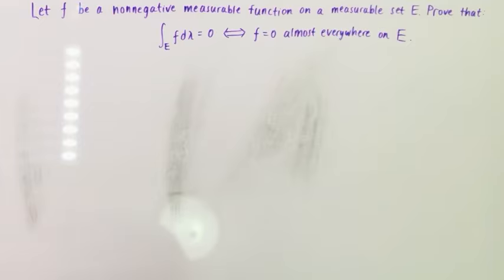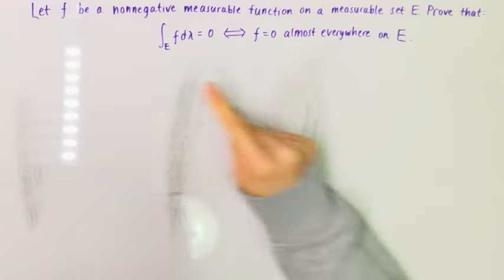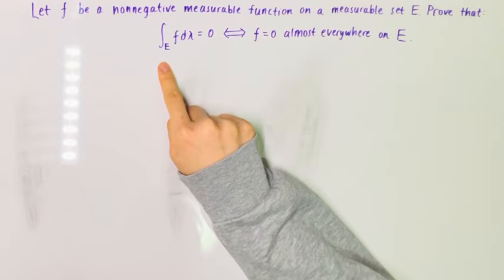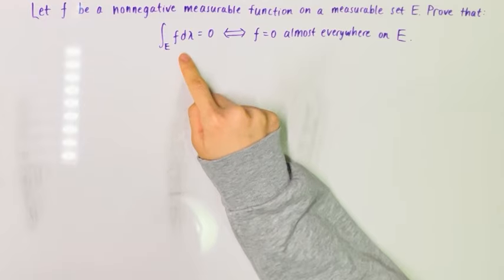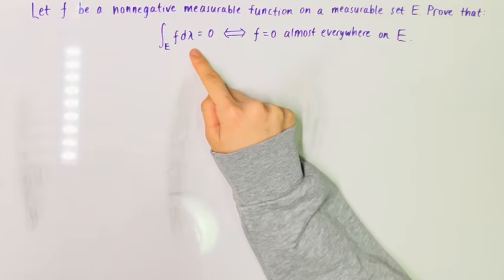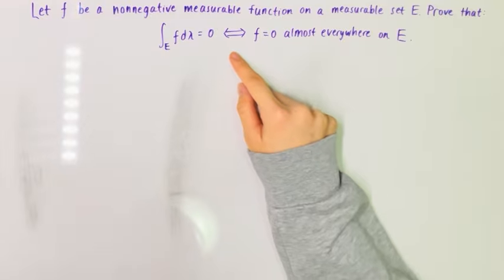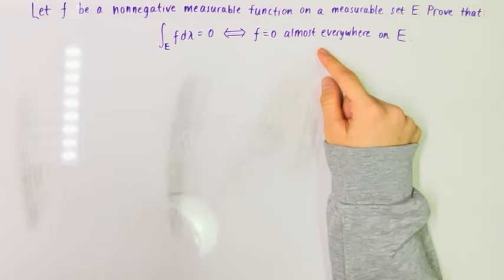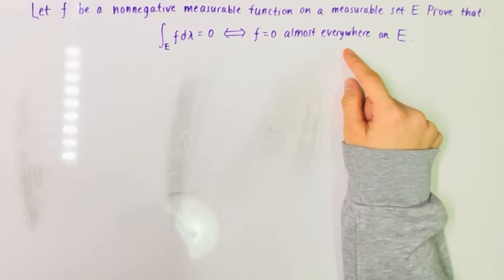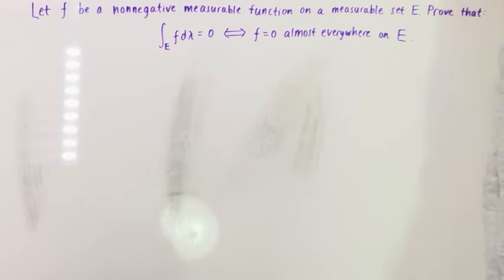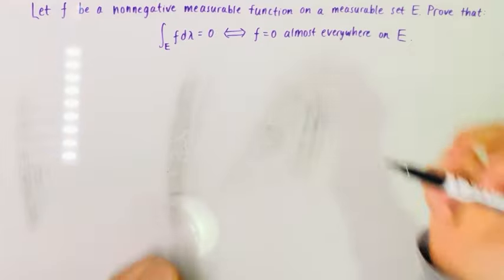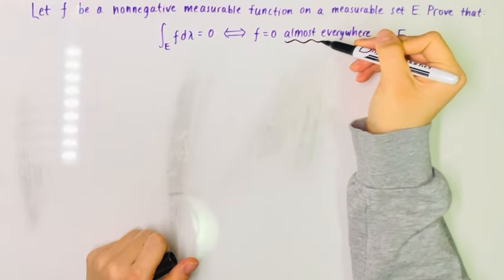All right, let f be a non-negative measurable function on a measurable set E. We want to prove that the Lebesgue integral over set E of f with respect to the measure equals 0 if and only if f equals 0 almost everywhere on E. All right, so first let us define what this almost everywhere exactly means.